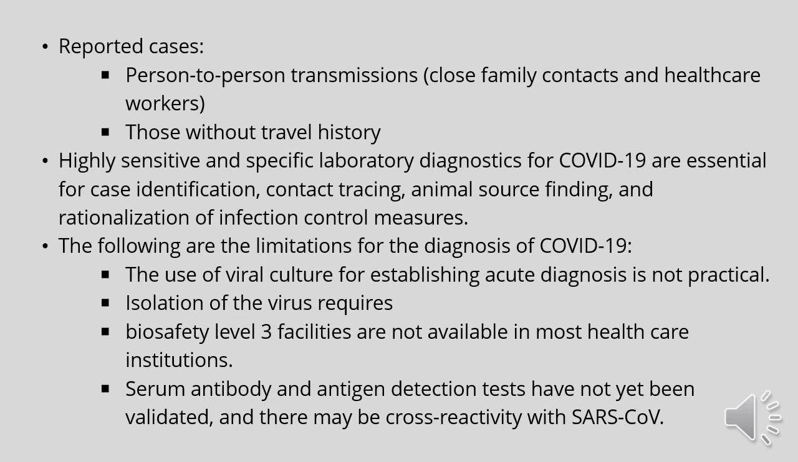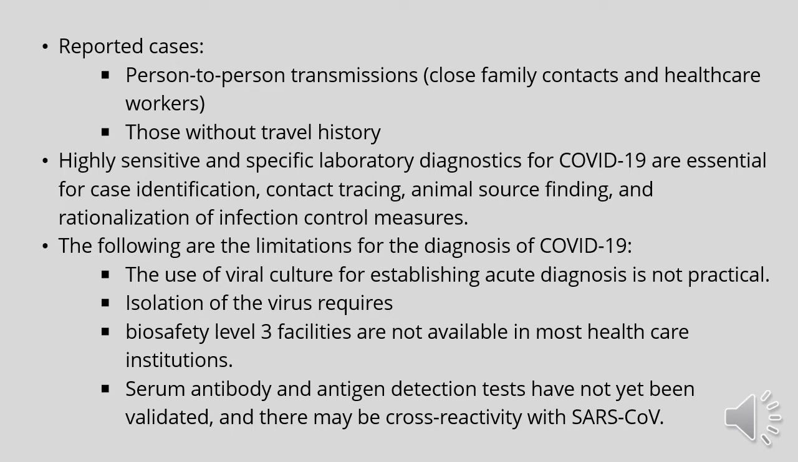So first one is the use of viral culture for establishing acute diagnosis, which is not practical. And then the next one is isolation of the virus that requires biosafety level 3 facilities, which are not available in most healthcare institutions. So as you can see here, it's about the healthcare problems and the biosafety level cabinet that will be used in detecting COVID-19. And lastly, serum antibody and antigen detection tests have not yet been validated, and there may be cross-reactivity with SARS-CoV.